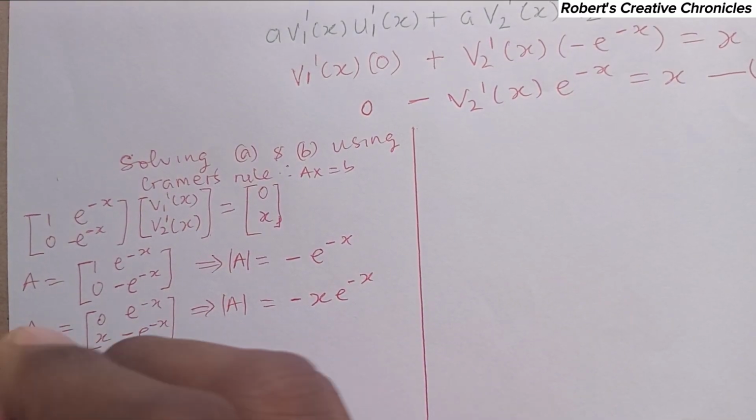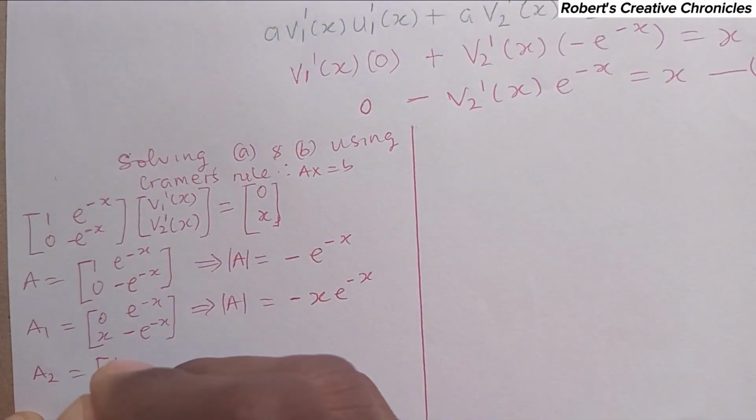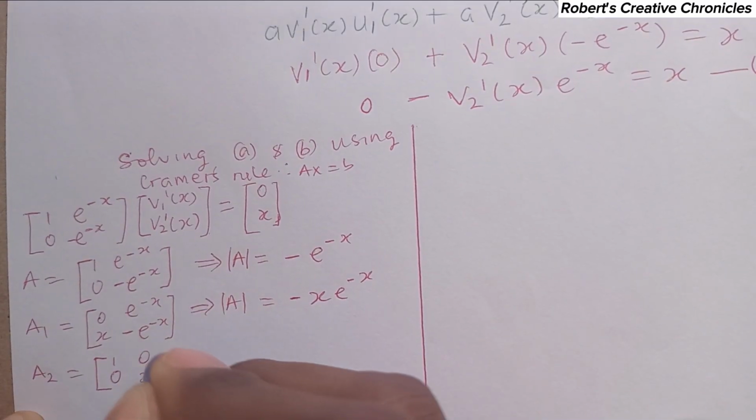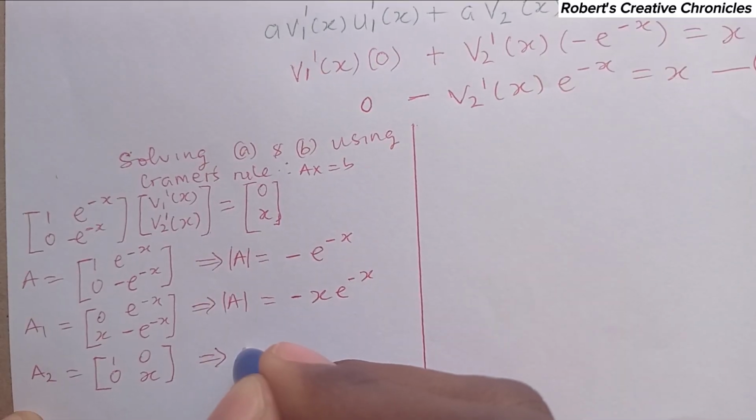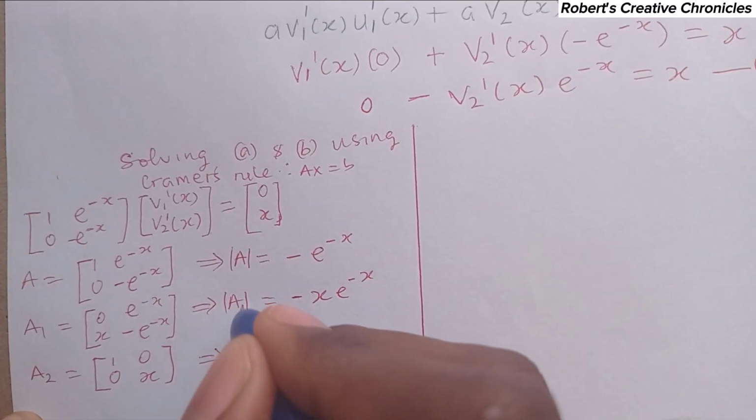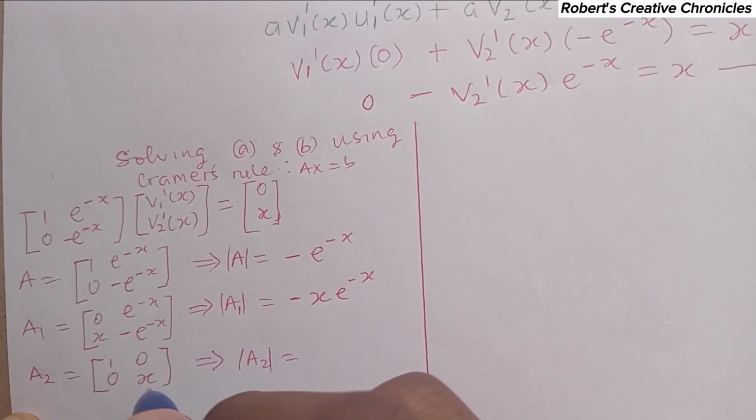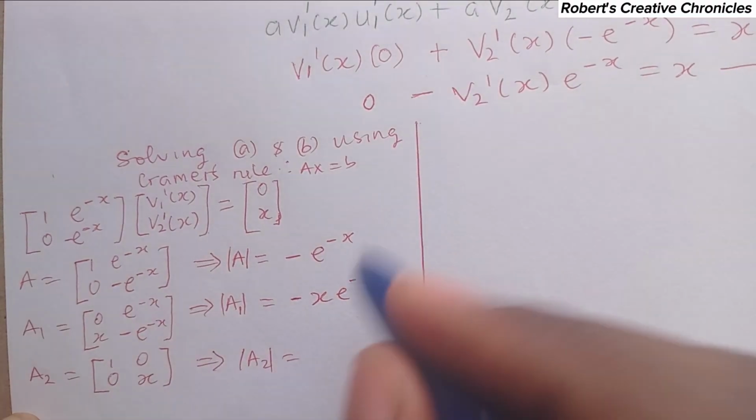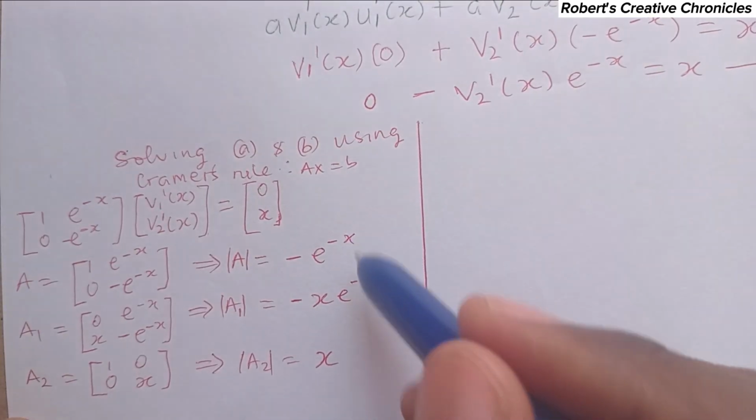Then the last one, a2, is 1, 0, then 0 and x. So this is 1 times x is x, minus 0 times 0, which is x. So these are all the determinants.